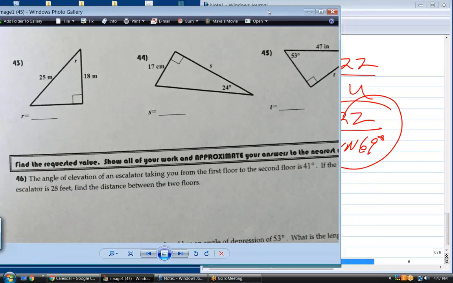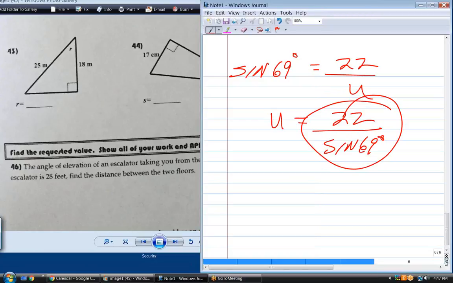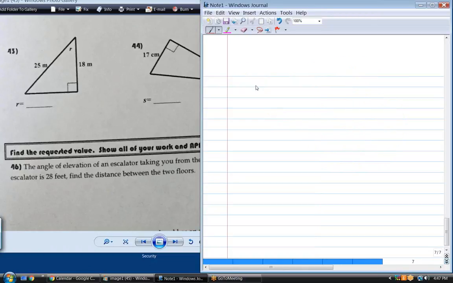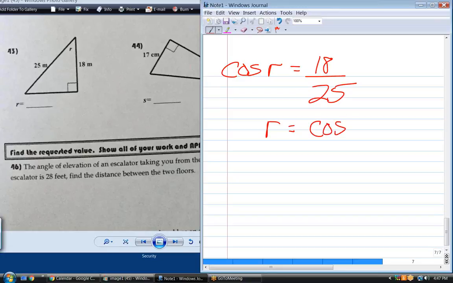The equation. That one will be cosine of V equals 18 over 25. Which means R equals the inverted cosine of 18 over 25.